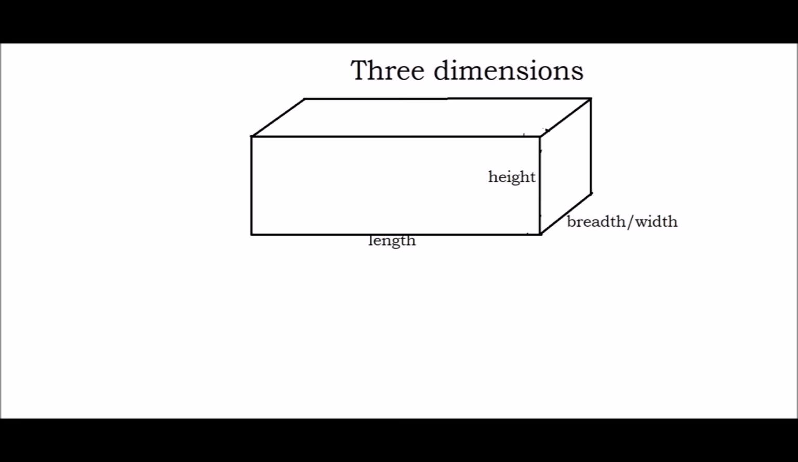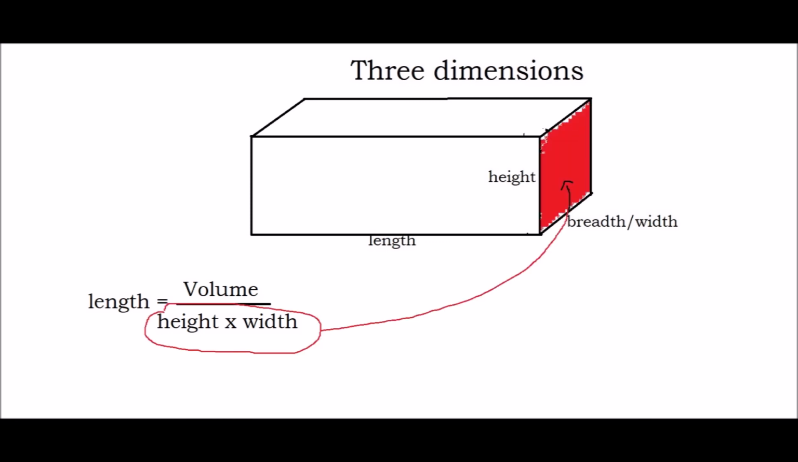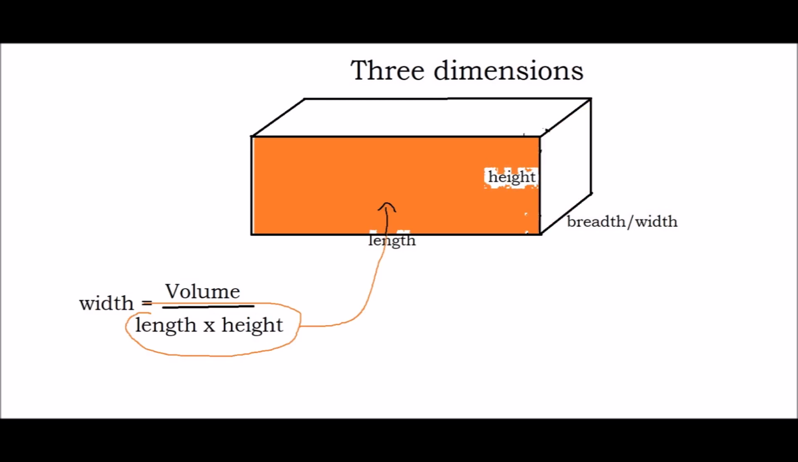Now, we go back to this cuboid. As we have talked about before, length is volume divided by height times width. Well, height times width is the area of this side. Therefore, it's the same as volume divided by the side area. The same goes with width, which is volume divided by length times height. And length times height is this front side area. Therefore, the width is volume divided by front area.